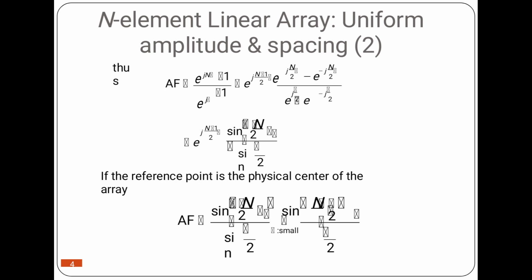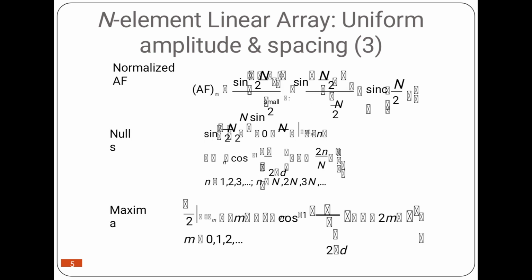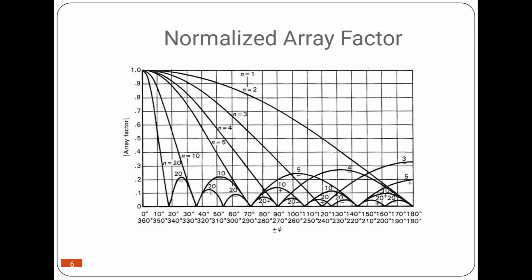If the reference point is the physical center of the array, then the array factor is equal to sine of n psi by 2 by sine psi by 2. So the normalized array factor of this n element linear array can be determined by sine of n psi by 2 by n sine psi by 2, with both null, maximum value and minimum value. The normalized array factor can be determined using this graph.